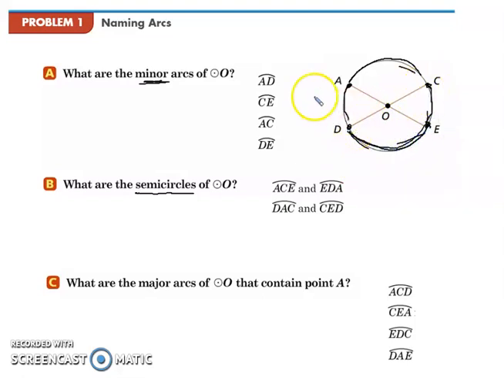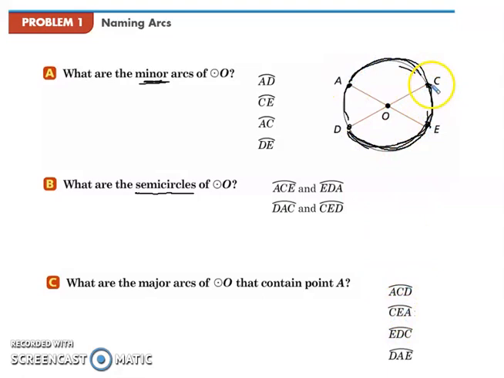that's also a semicircle because CD is a diameter. Let's finally point out that all four of these are major arcs. In other words, they're longer than halfway around. So ACD. It's arc from A to D, but I go through C. So that's the long way around, all the way around there.